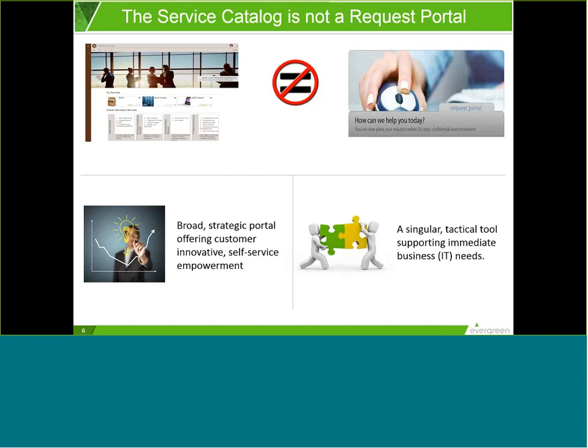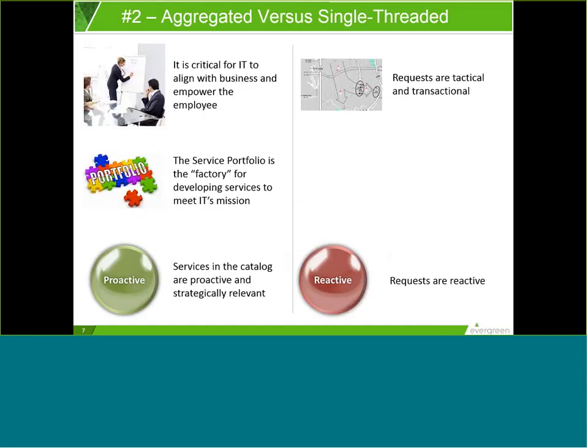So, probably the most important difference between a service catalog and a request portal is the strategic versus tactical nature of the catalog when we look at it in comparison to the request portal. The service catalog is a strategic tool that is aligned with the business strategy, or at least it should be aligned with the business strategy. We like to say the IT service catalog should empower the employee to perform their jobs better and more productively.